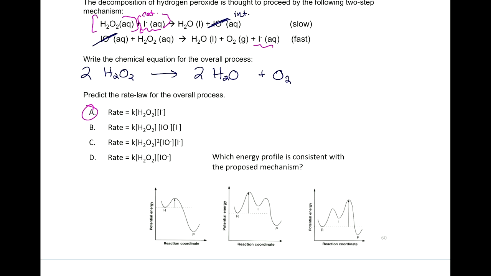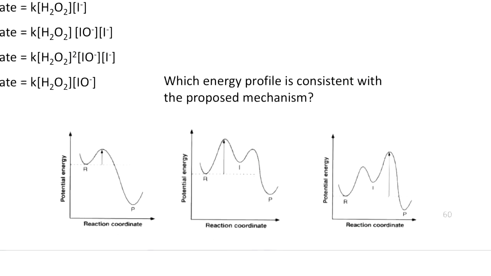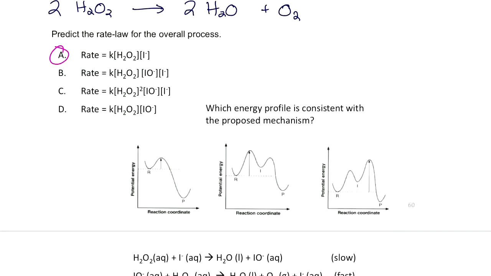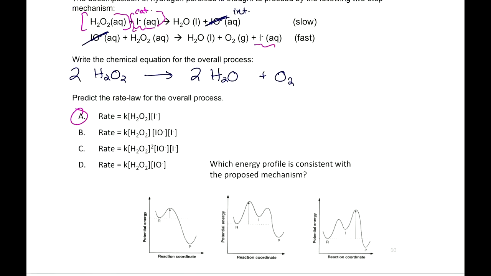All right, so instead we'll ask questions like this last one. Which energy profile is consistent with this proposed mechanism? The first, second, or third one? Okay, so what's wrong with the first one? It's only one step. So it can't be that first one. What's the difference between the second one and the third one?